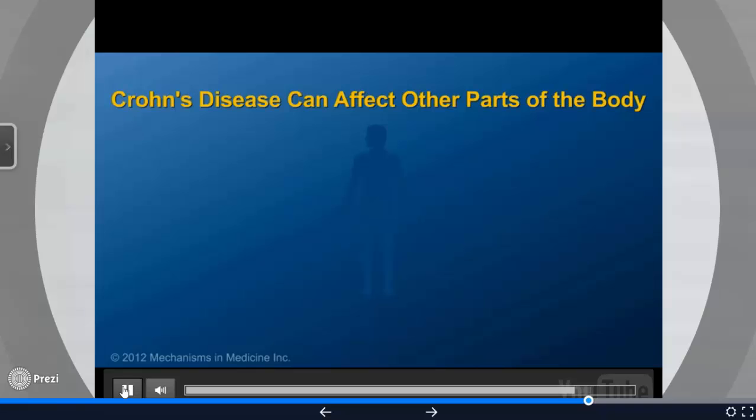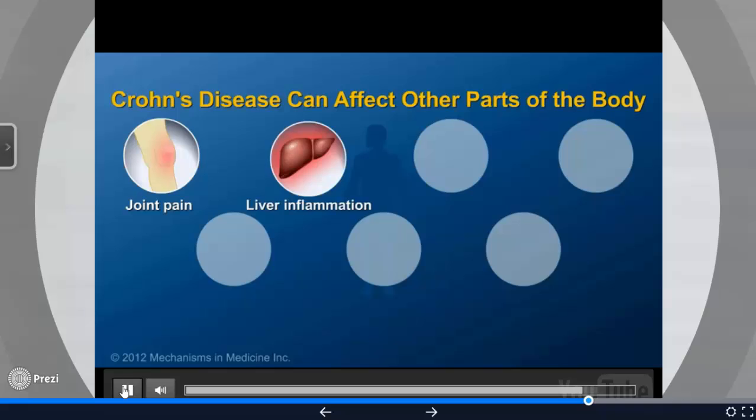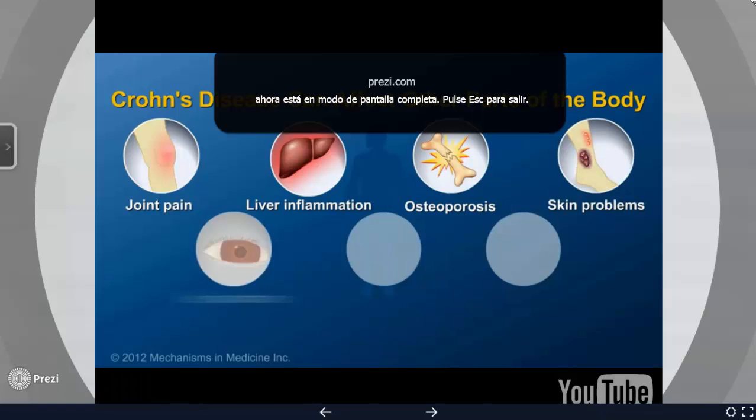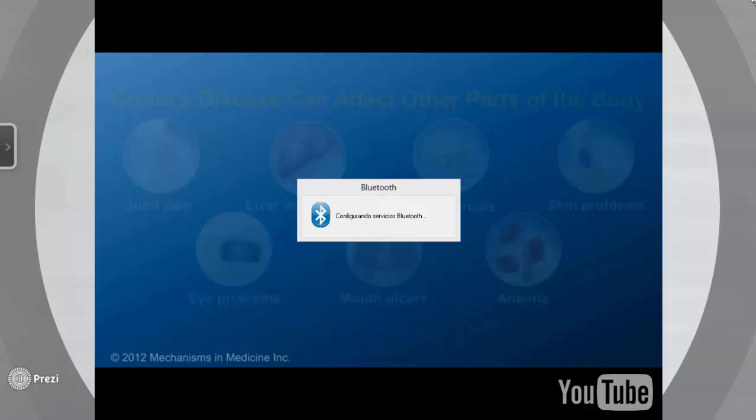Symptoms outside of the GI tract can include joint pain, liver inflammation, osteoporosis, skin problems, eye problems, mouth ulcers, and anemia.